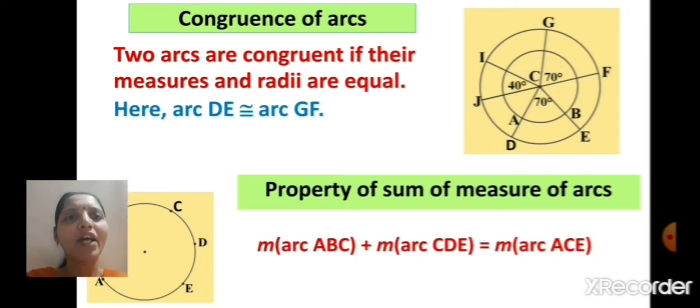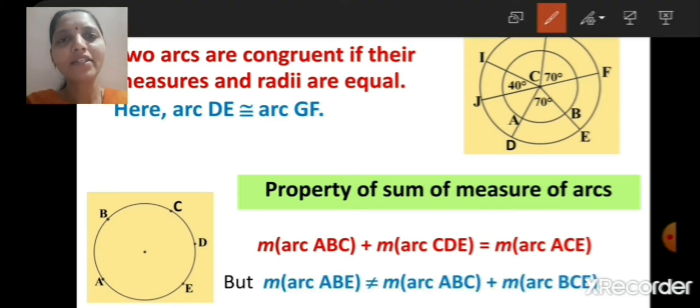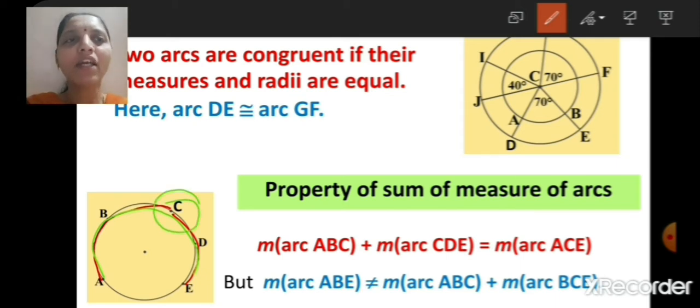Then we have seen the property of the sum of measures of arcs. Now what is this property? Let's consider arc ABC and arc CDE. If you add these two arcs, you will get the bigger arc ACD. If you observe this, we have taken point C as common for both the arcs. In arc ABC we have C and in arc CDE we also have C, so this point is common for both the arcs. That way you can add the arcs and you will get the bigger arc.